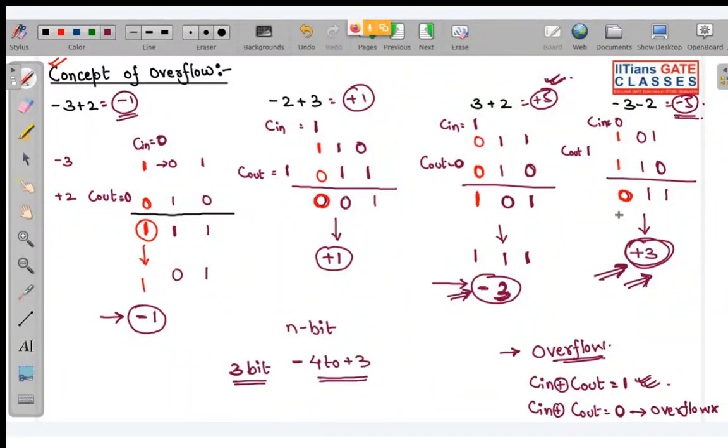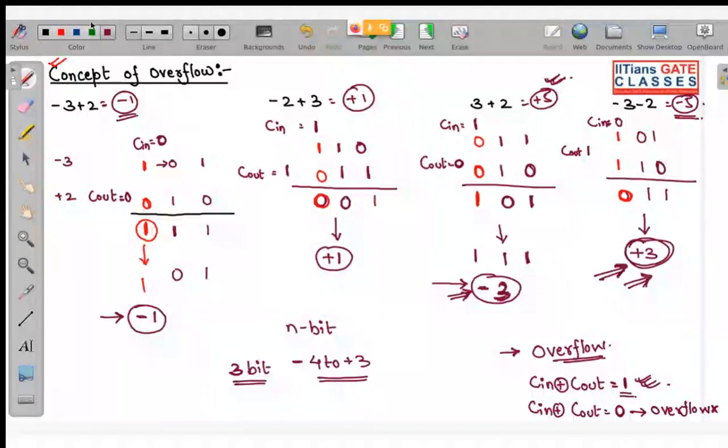So now tell me, is this clear? C in and C out. So this is the condition for overflow. Whenever overflow happens, this C in XOR C out will be equal to 1. Whenever C in XOR C out is equal to 0, that means overflow does not happen.